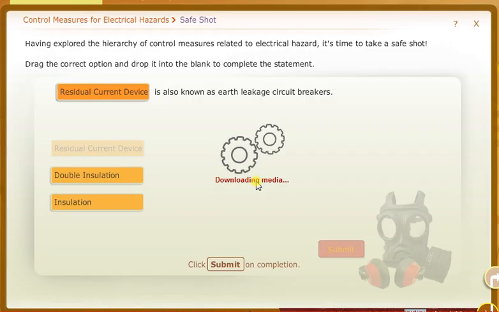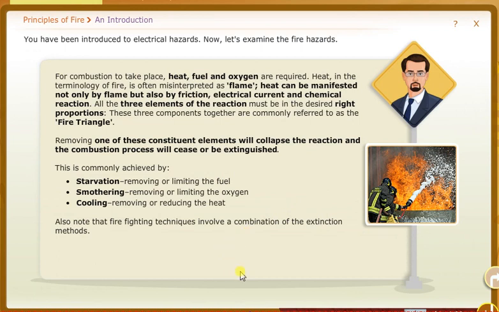Well done. You have been introduced to electrical hazards. Now, let's examine the fire hazards. For combustion to take place, heat, fuel, and oxygen are required. Heat, in the terminology of fire, is often misinterpreted as flame. Heat can be manifested not only by flame, but also by friction, electrical current, and chemical reaction.